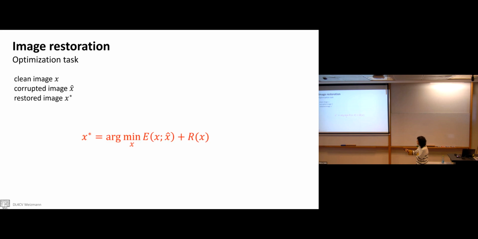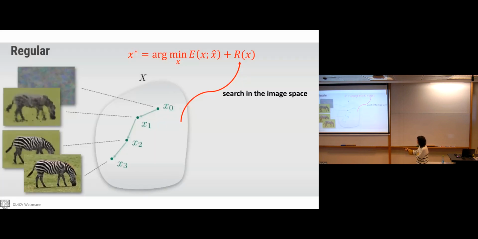So, how should I optimize? This is the thing that I want to optimize, okay? One way to optimize is to use the regularization of x and to search in the image space. I start from some initialization, x0, and I search in the image space, and I move to x1, making gradient descent, move to x2, etc., till I get something. This is the regular way.